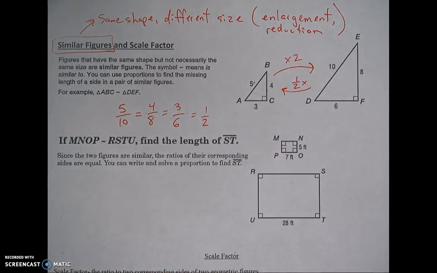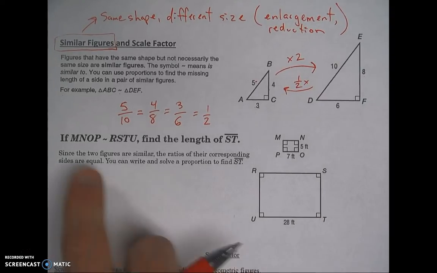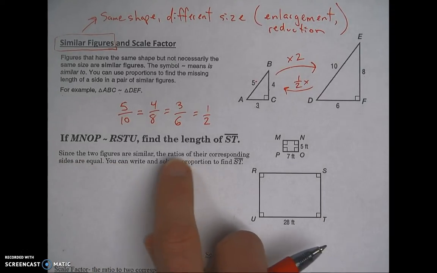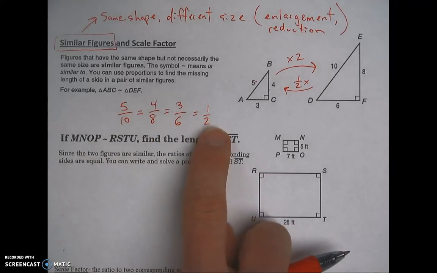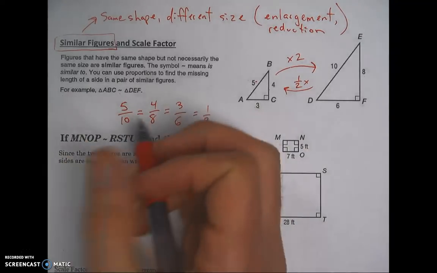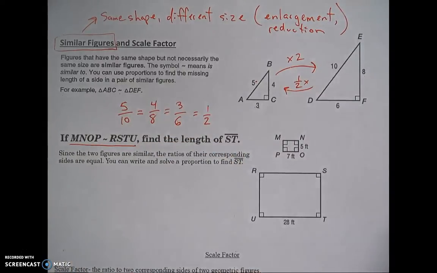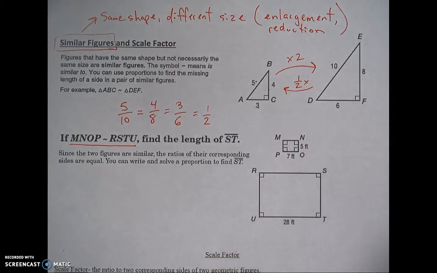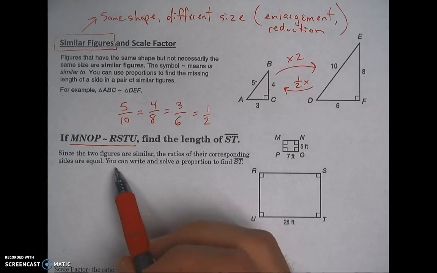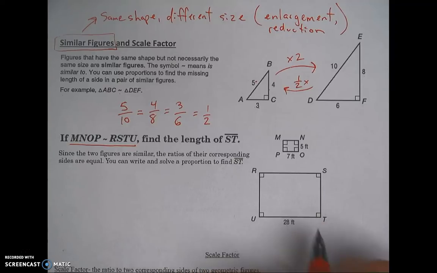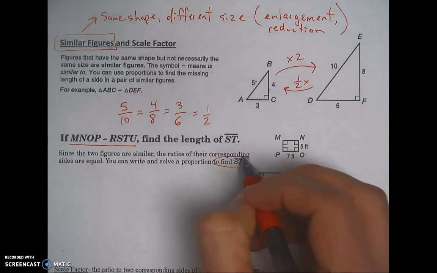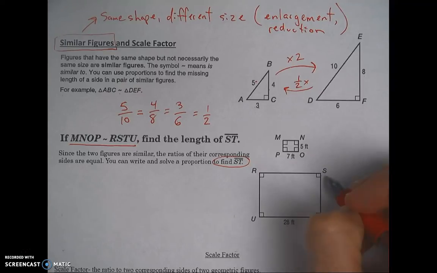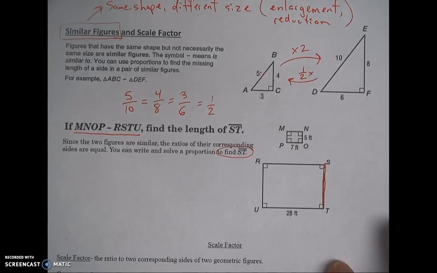So let's take a look now. How do we solve for missing sides using this information? Since the two figures are similar, the ratios of the corresponding sides are equal. That's what we showed up here. So they've told us they're similar. That's important. Looking at these two, the smaller one, if you enlarge it, you're going to get this one. And notice the 7 became a 28. So since this is all similar, you can write and solve a proportion to find side ST. So what we're trying to find in this problem is side ST. You've got to find those letters, the side that connects them, this side. That's ST, and that's what we're looking for here.